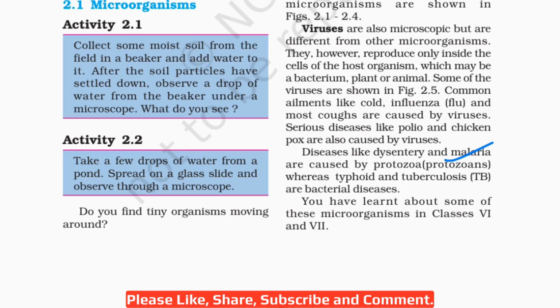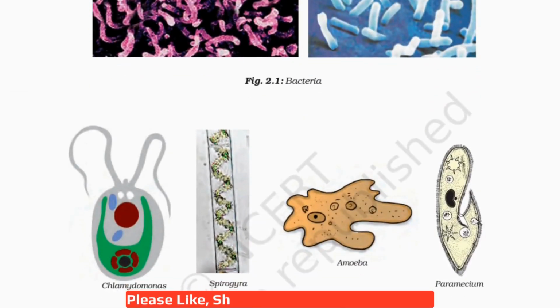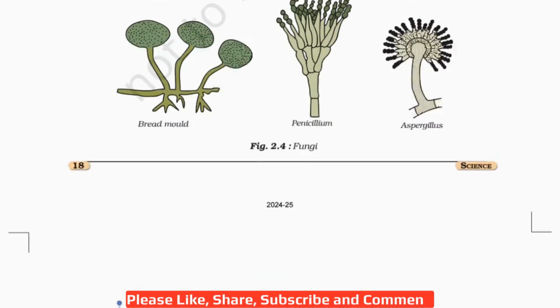Then fungi, the last microorganism that we will study. Fungi are a large group of microorganisms. They do not have chlorophyll, and they do not make their food with the help of photosynthesis. The examples of fungi are yeast, bread mold, which we have just studied, then penicillium, and then aspergillus. All these are fungi. Okay, now the next page. We have already discussed all these.